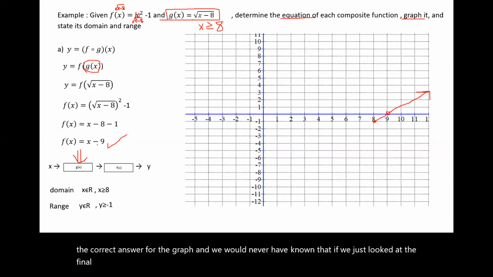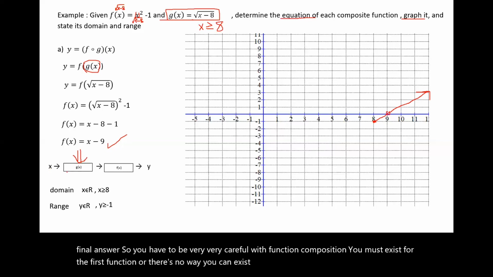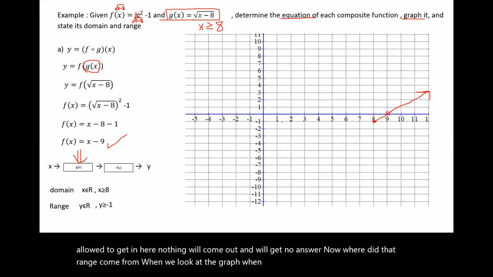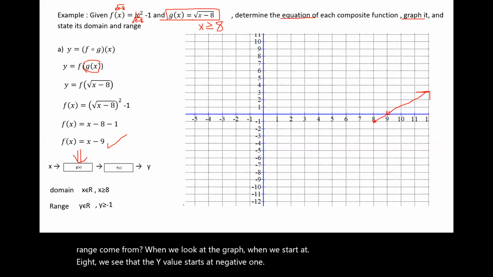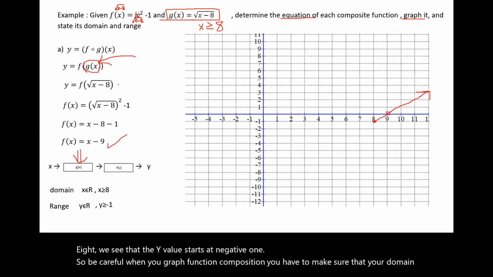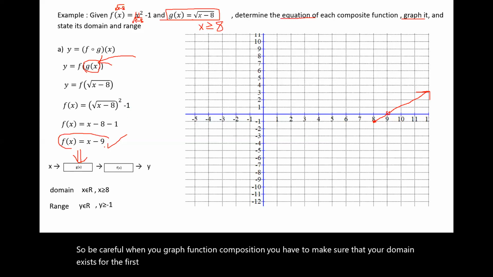So you have to be very, very careful with function composition. X must exist for the first function, or there's no way it can exist for the function composition. If x isn't allowed to get in here, nothing will come out and we'll get no answer. Now, where did that range come from? When we look at the graph, when we start at 8, we see that the y value starts at -1. So be careful. When you graph function composition, you have to make sure that your domain exists for the first function and then for your final answer. So we always have to check the first function, or the inside function, and then the final answer.